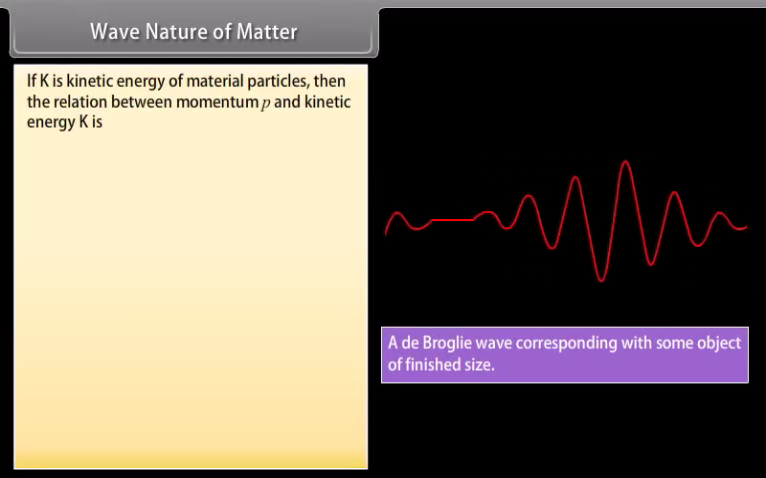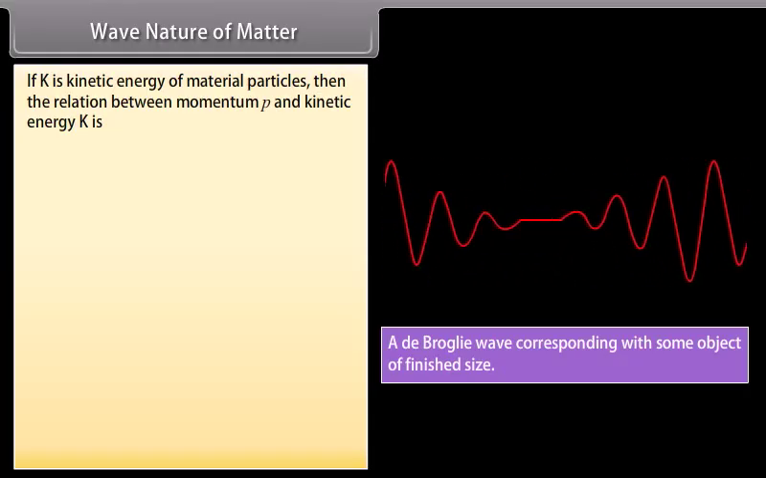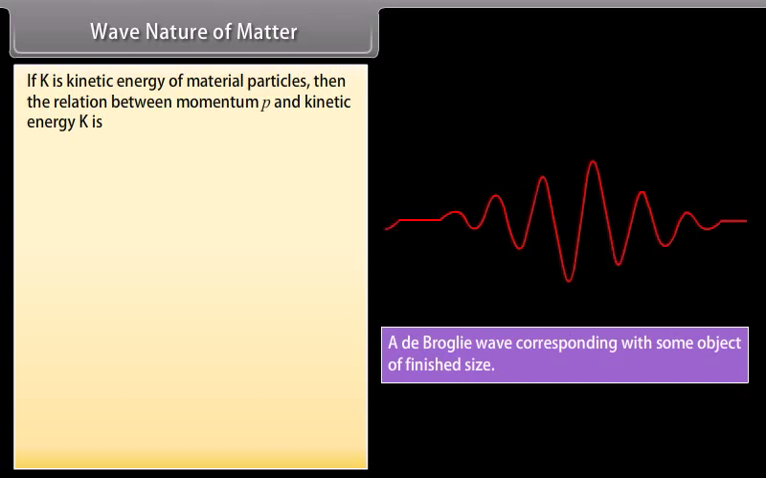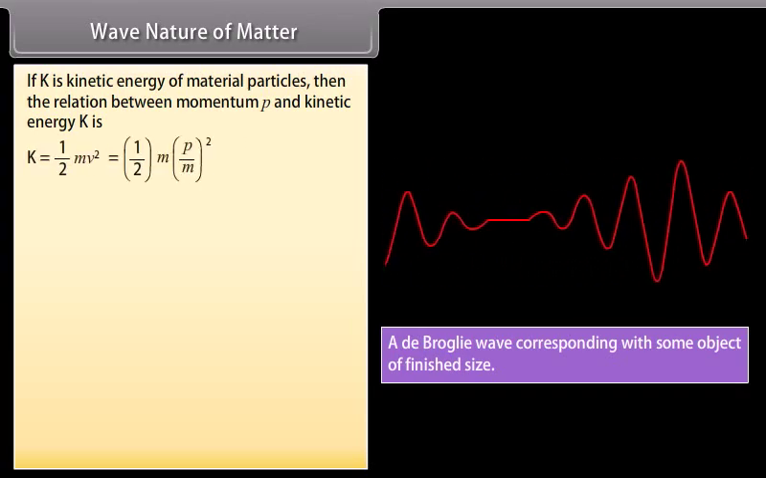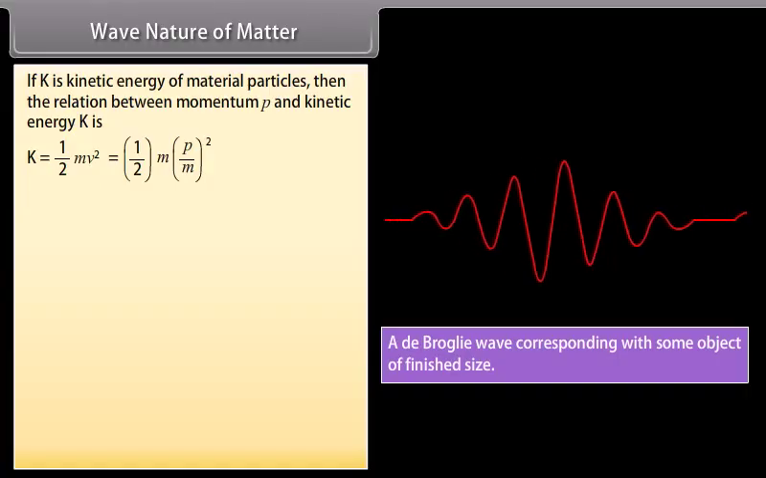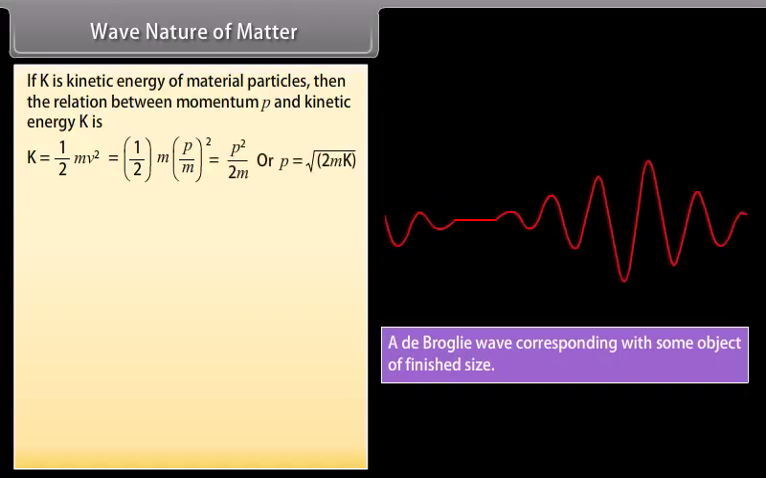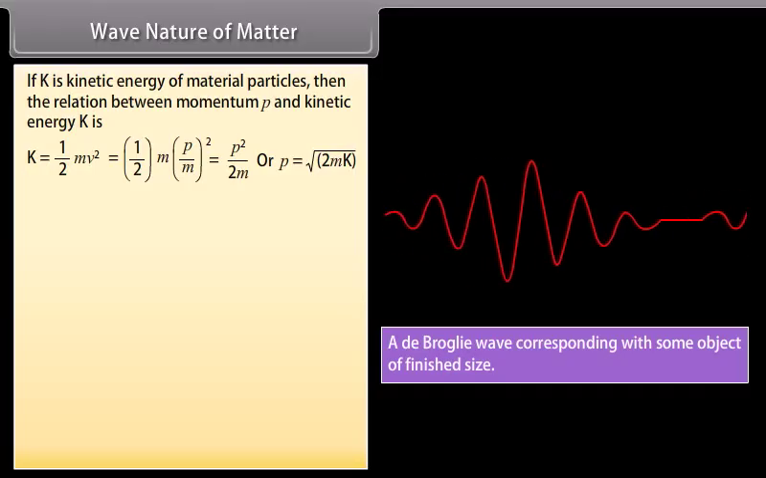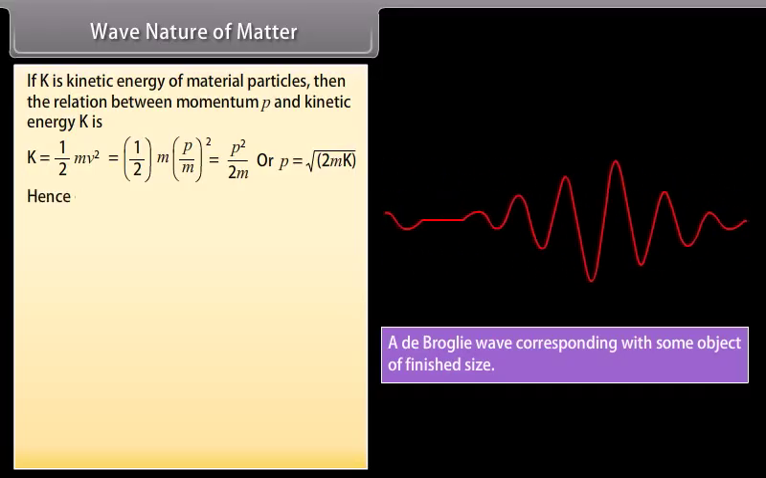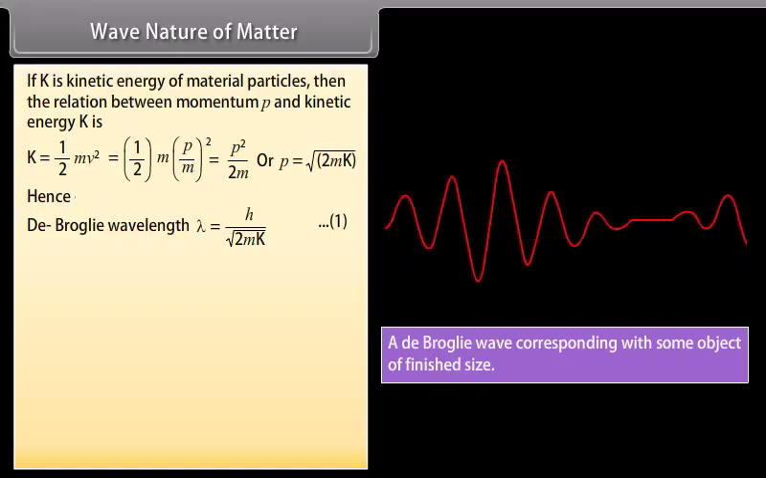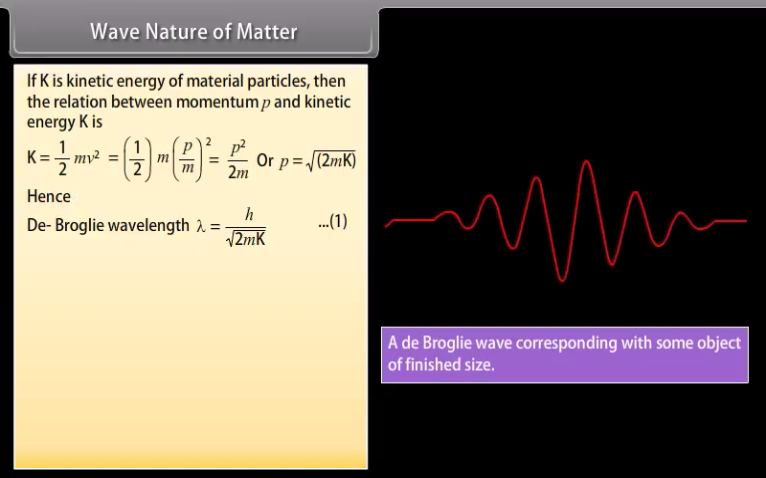If k is kinetic energy of material particles, then the relation between momentum p and kinetic energy k is k is equal to 1 by 2 mv square, which is equal to 1 by 2 into m into (p by m) square, which equals p square by 2m, or p as square root of 2mk. Hence, de Broglie wavelength lambda is equal to h by square root of 2mk. Name it as 1.